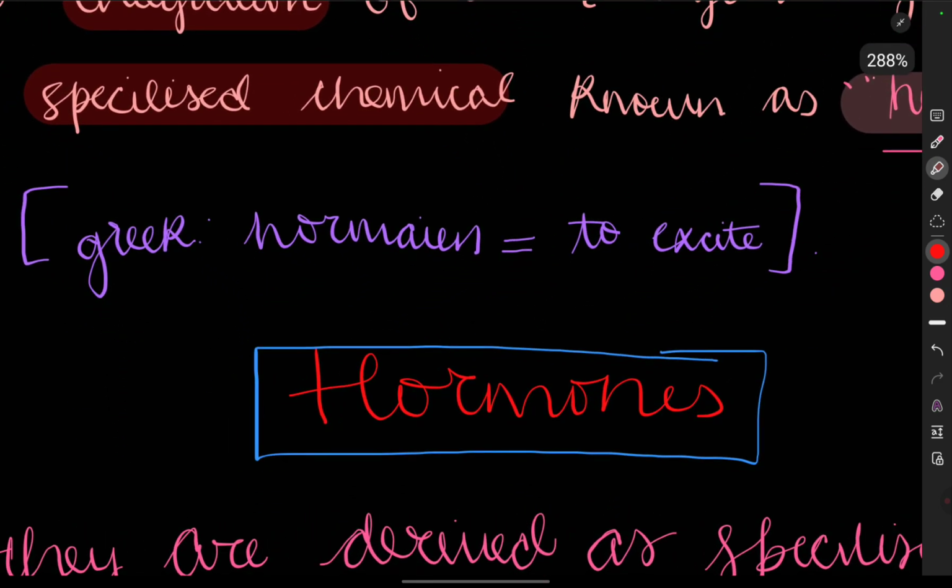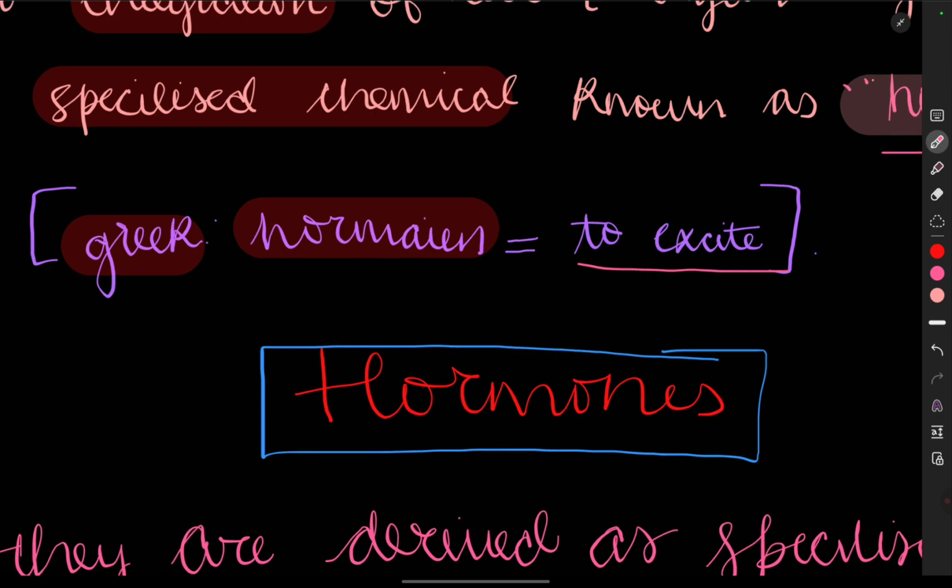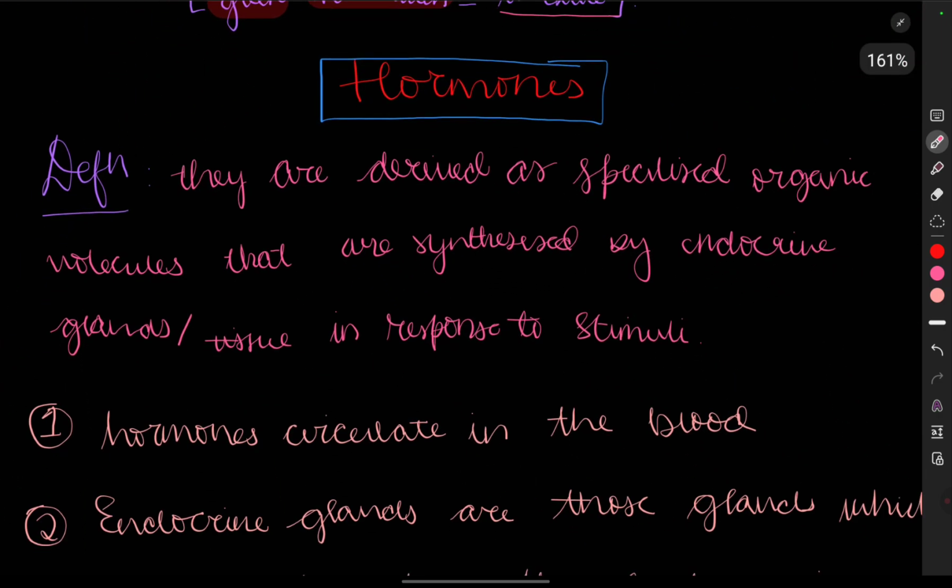Now, where is this word hormone derived from? It comes from a Greek origin, and the meaning of this is to excite. It excites the organs, the tissues, etc. It stimulates them for the purpose of growth, regulation, integration. Whatever we saw in the definition, it applies here.